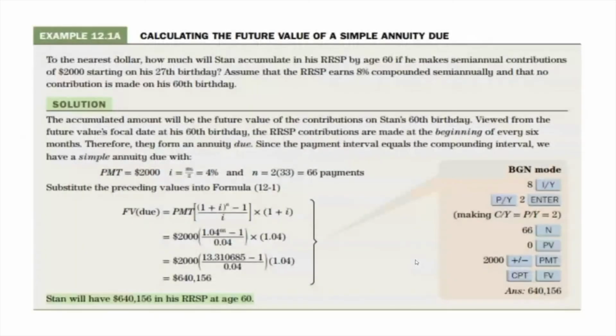Let's just look at a simple problem here, okay? To the nearest dollar, how much will Stan accumulate in his RRSP by age 60 if he makes semi-annual contributions of $2,000 starting on his 27th birthday? Assume the RRSP earns 8% compounded semi-annually, and that no contribution is made on his 60th birthday.